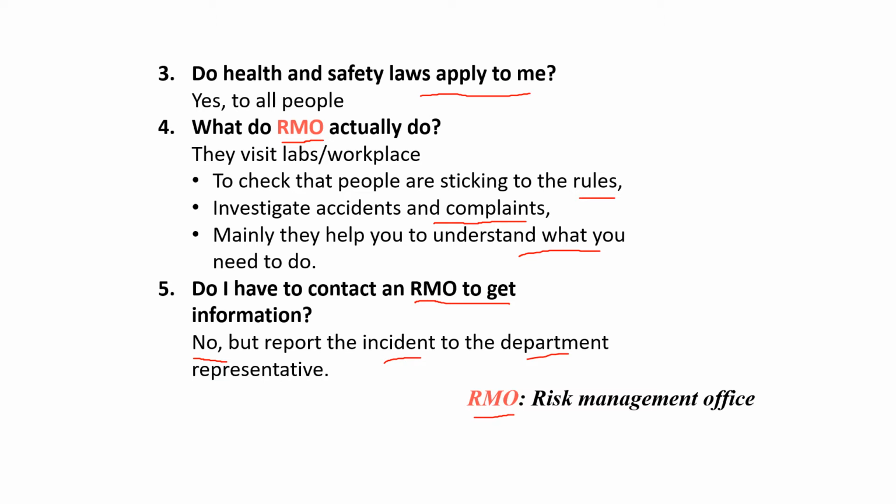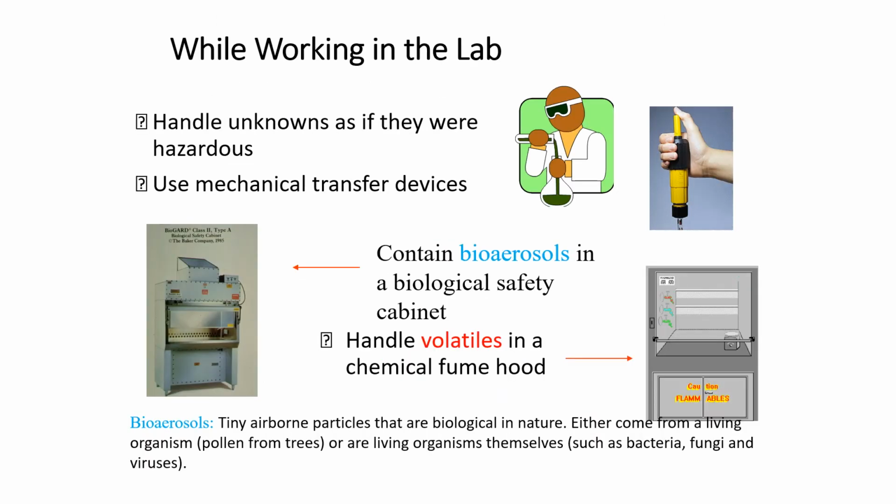These are the basic information you should know before you enter the lab. Also, you need to always remember while working in the lab, for instance if there is any hazardous chemical, you always handle it as unknown. So you should be very careful, and not overconfident. Secondly, there are certain small equipment or mechanical transfer devices, like the pipette you can see. This is the pipette man. This small equipment is used to transfer chemicals, whether hazardous or non-hazardous.